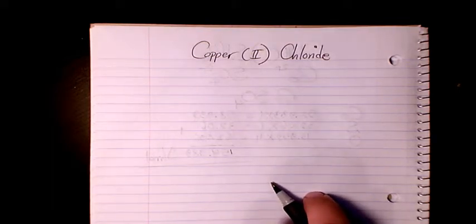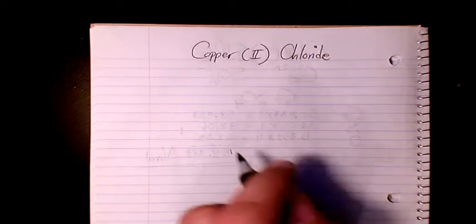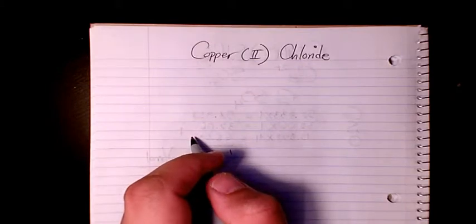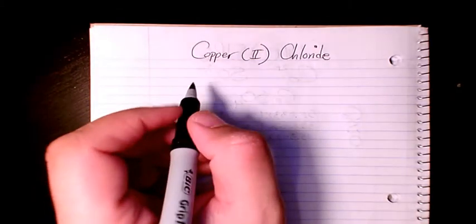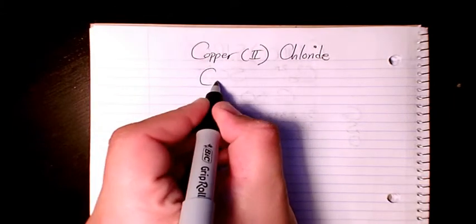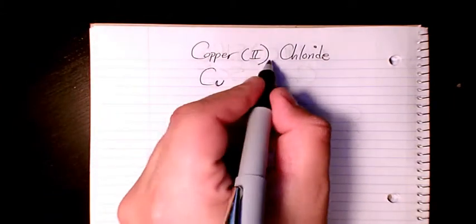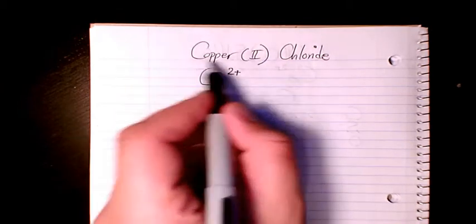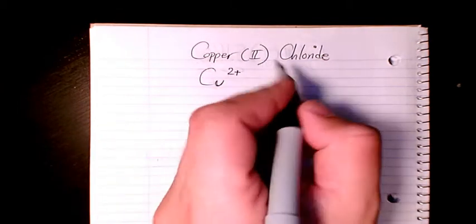Welcome to my channel. In this video I want to show you how to write the molecular formula or chemical formula of copper 2 chloride. So I start with copper. Copper is Cu and the charge is 2 plus because we have 2 here, and since it starts with this one, it has to be plus.